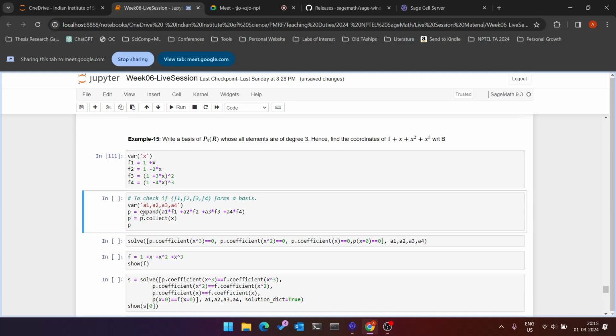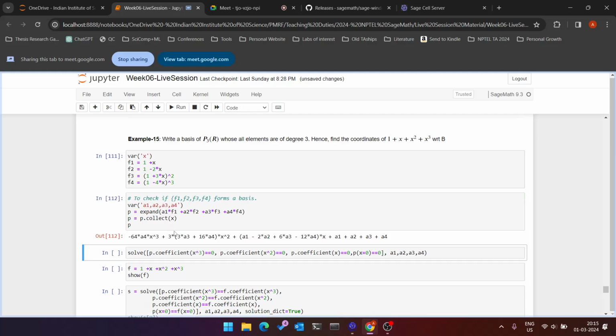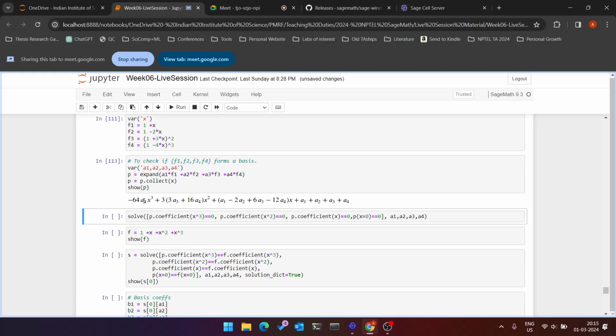To do that, what do we do? We basically write down any random polynomial using these four bases. So a1 f1 plus a2 f2 plus a3 f3 plus a4 f4. And then we collect all the terms corresponding to x. So this is how it looks. Right, so you have something like minus 64 a4 x cubed plus 9a3 plus 48a4 and so on. So this collects those terms.